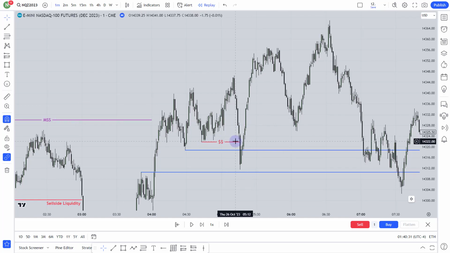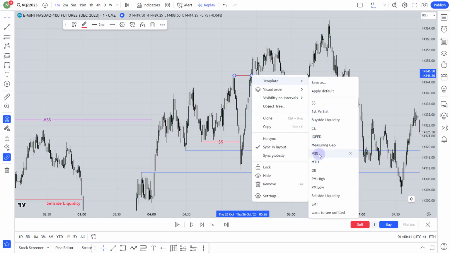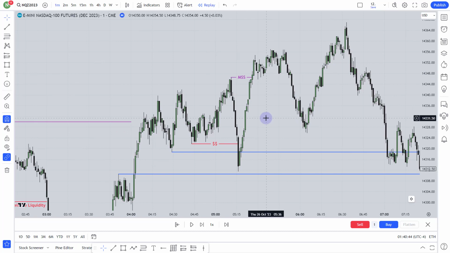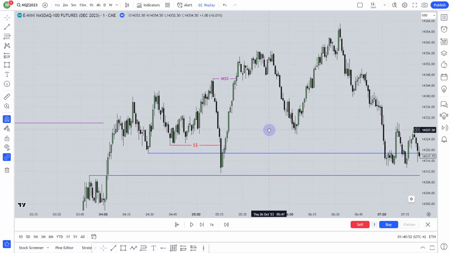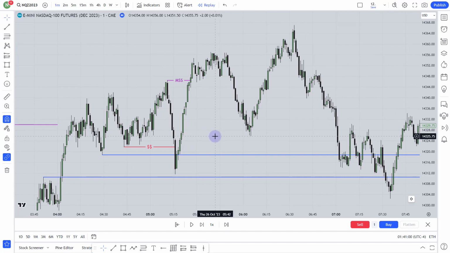So when I know price has taken the sell side liquidity, I'm waiting for the shift in my market structure. Here is my market structure shift. Again, guys, if you are confused about the shift in market structure, which high you will mark or which low you will mark for your shift in market structure, please watch that video. I recommend it. If you really love trading, you need that. Otherwise, it is very difficult to trade, okay?